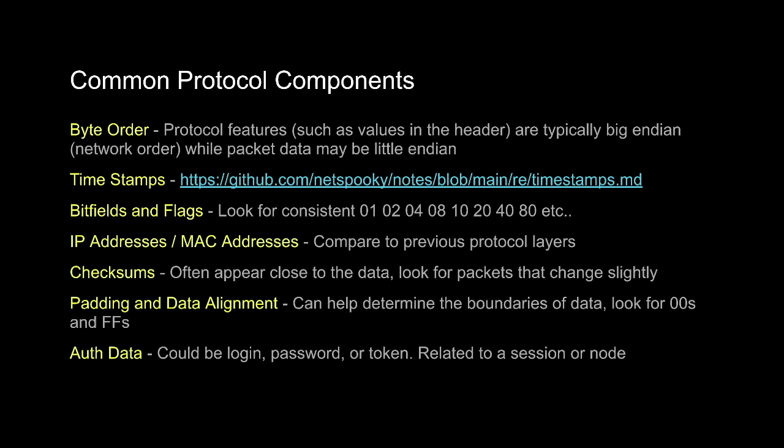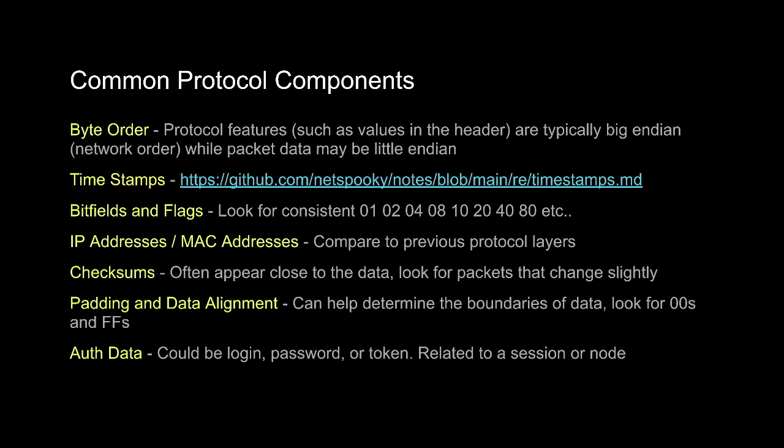Another thing is checksums, which often appear very close to the data. If you see a packet that changes just slightly, and it might change in one spot and in another, depending on the arrangement, one of those things could be a checksum if it changes in small increments and there's a very small change at another field. Just try to keep that in mind. There are CRC calculators you can use too, if you suspect a data area is covered by some checksum. That's in the resources page that I've provided here.